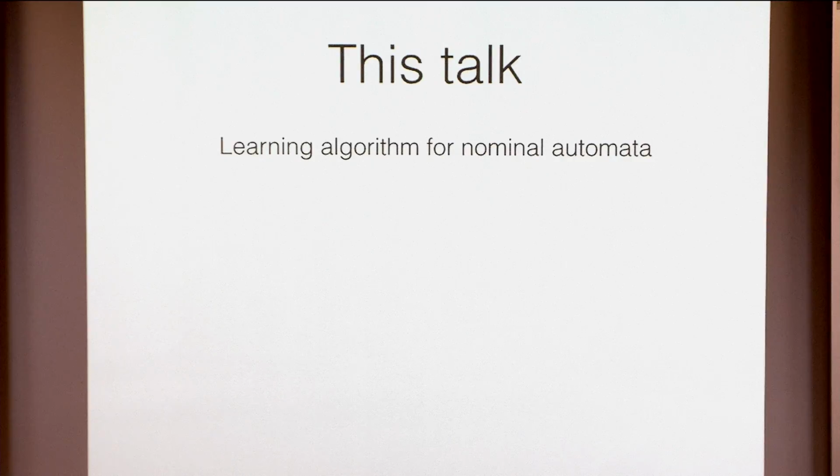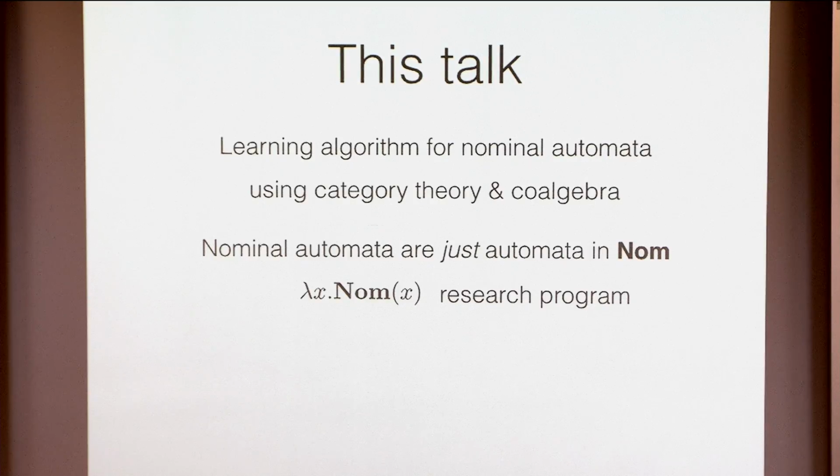So in this talk, I want to show you how to generalize L star for nominal automata. The way we developed this algorithm was using category theory and coalgebra. I will not be showing much of that, just a little bit.